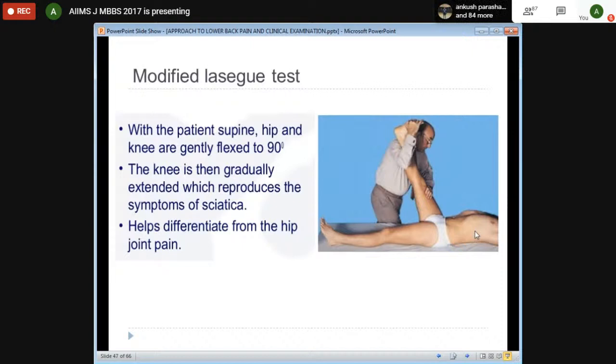Modified Lasegue test. What happens in this? The patient is in supine position, hip and knees are gently flexed to 90 degrees. The knee is gradually extended, which reproduces the symptoms of sciatica. This again helps differentiate from hip joint pain, as hip patients will not have this kind of pain in this test. So for the hip, we have the modified Lasegue test and the bowstring test.